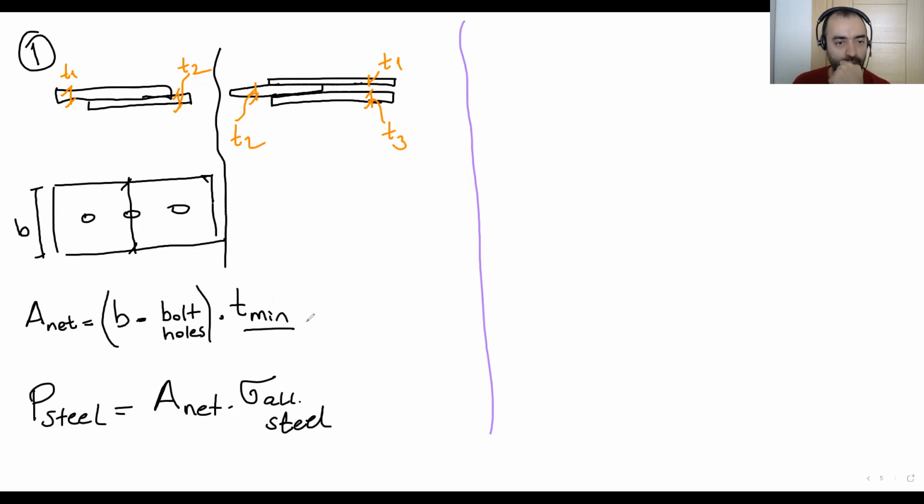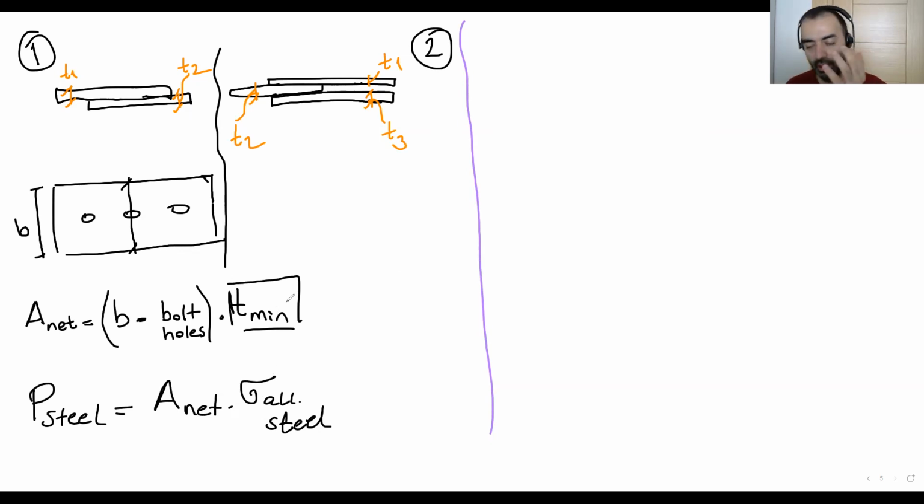And if we are doing the two shear plane connection, second one, Tmin is gonna be, as for the bearing stress, T2 or T1 plus T3. Select the minimum one for this part. You are gonna make this Tmin decision at the bearing capacity of the bolt, and then put it here directly. It gives you the area. The net area times the steel allowable stress gives you the steel capacity.